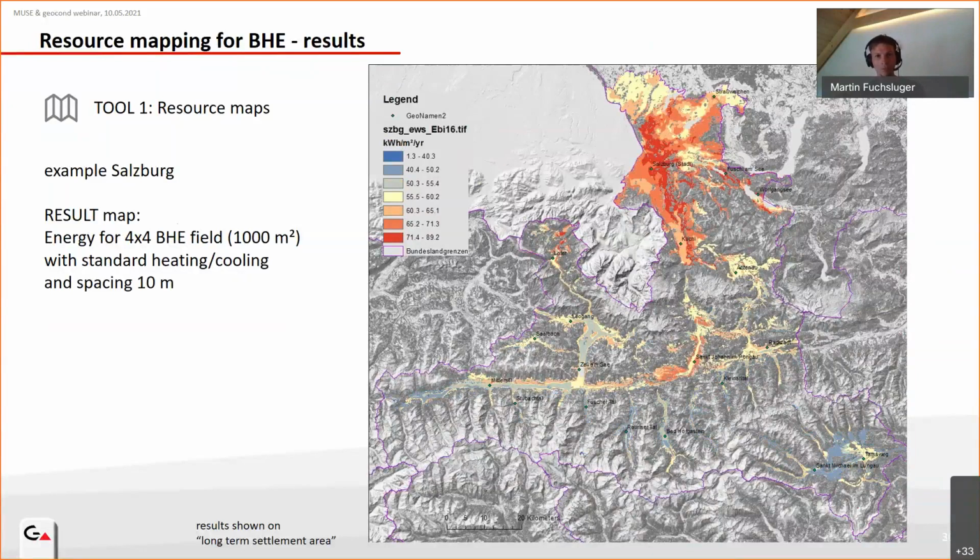This map is the energy map. That means we take a borehole field of about 1,000 square meters. That means for heating and cooling, it's 16 boreholes, and with a spacing of 10 meters for standard heating and cooling, you get from 40 to 90 kilowatt hours per square meter and year. And also 1,000 square meters for storing with 5 meter spacing means 49 boreholes, or 7 by 7. Also with balanced heating and cooling, and it's much higher energy.